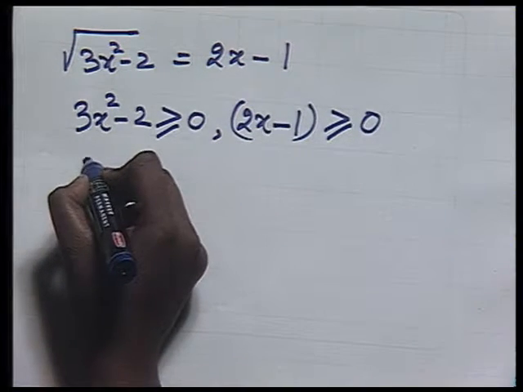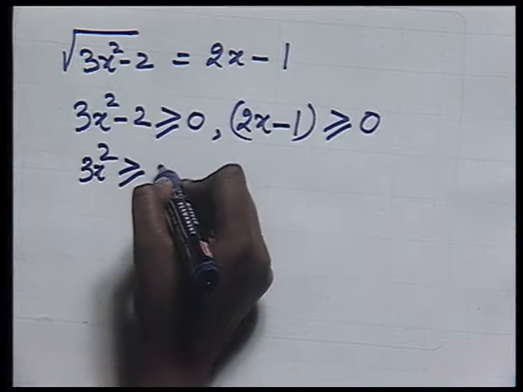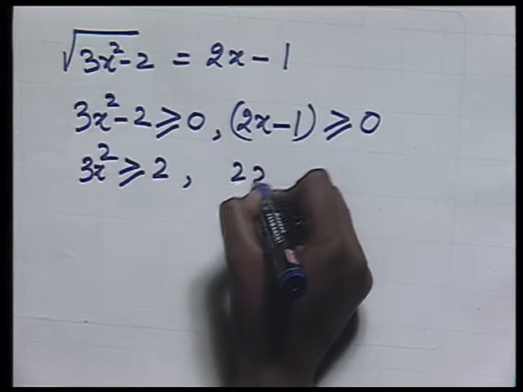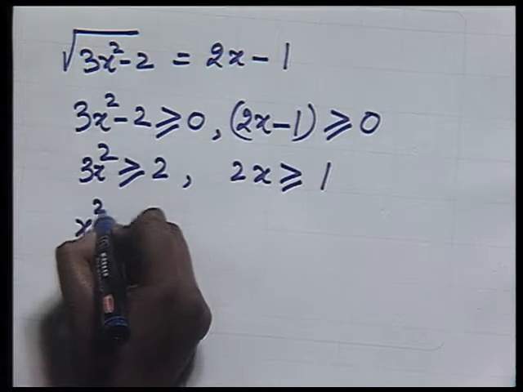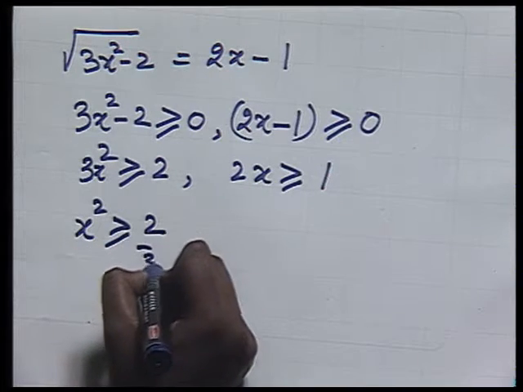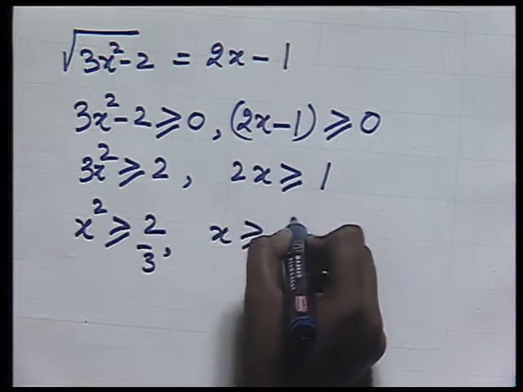That is, if 3x square is greater than or equal to 2 and 2x is greater than or equal to 1, or we can say if x square is greater than or equal to 2 by 3 and x is greater than or equal to half. Thus, you saw that we can find solutions of some equations which are not of quadratic form by reducing them to quadratic form. We will take up a few more such problems in our next lesson, but before we finish this lesson, let us have a quick recapitulation of what we learnt in this lesson.